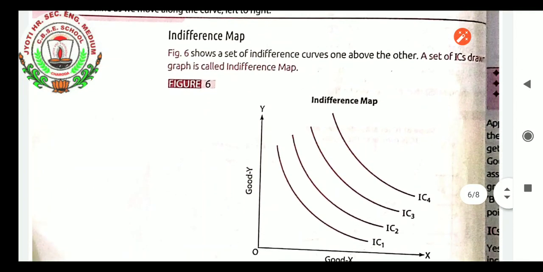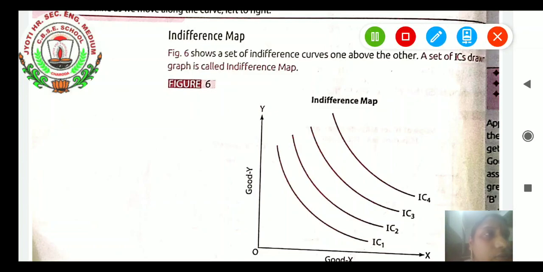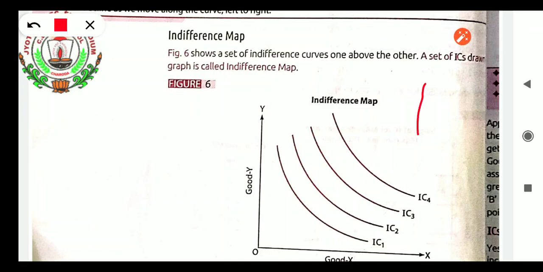Indifference map. You can see this is the map, students, which shows different curves. What is this indifference map? That I will be telling you. Here it is a map. This map is made up of different ICs. Like the curve we made as one IC, in the same way from different tabular data we will get different curves, and we will form ICs in different forms. These are the different curves coming in one graph.